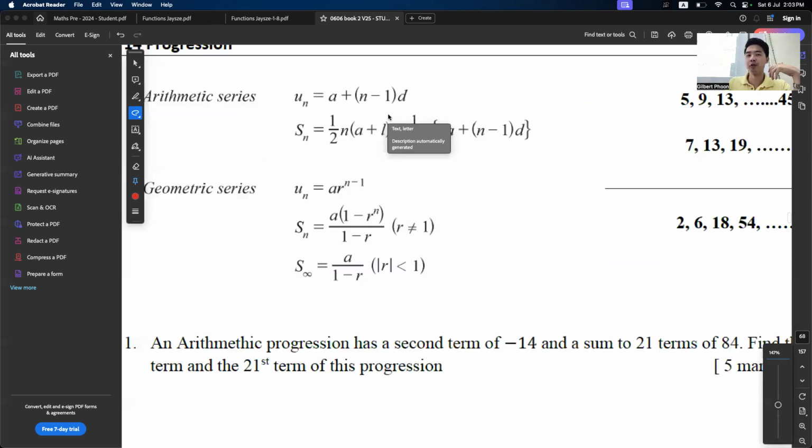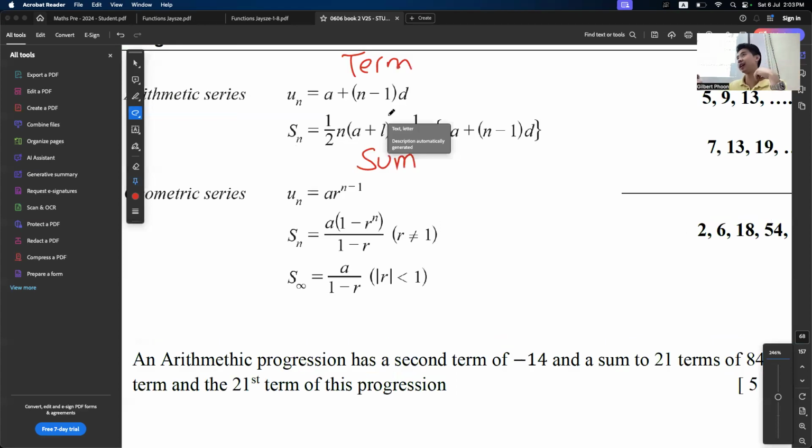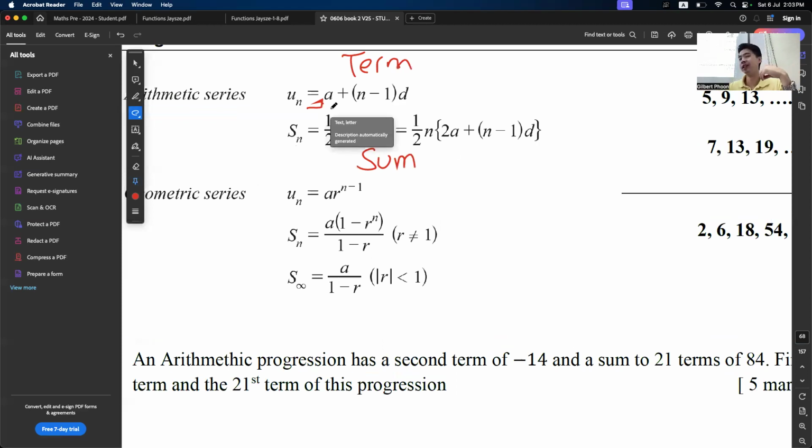Basically, all you have to do is recognize what the values inside are. So let's start. What is the A value in the term formula here? Actually, it's same. A is your first term. It's the first term.